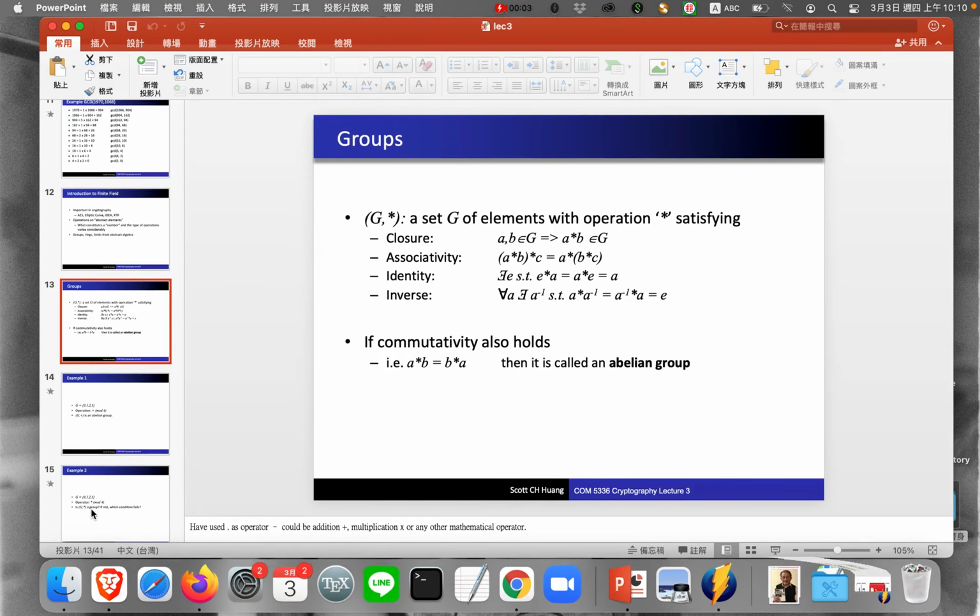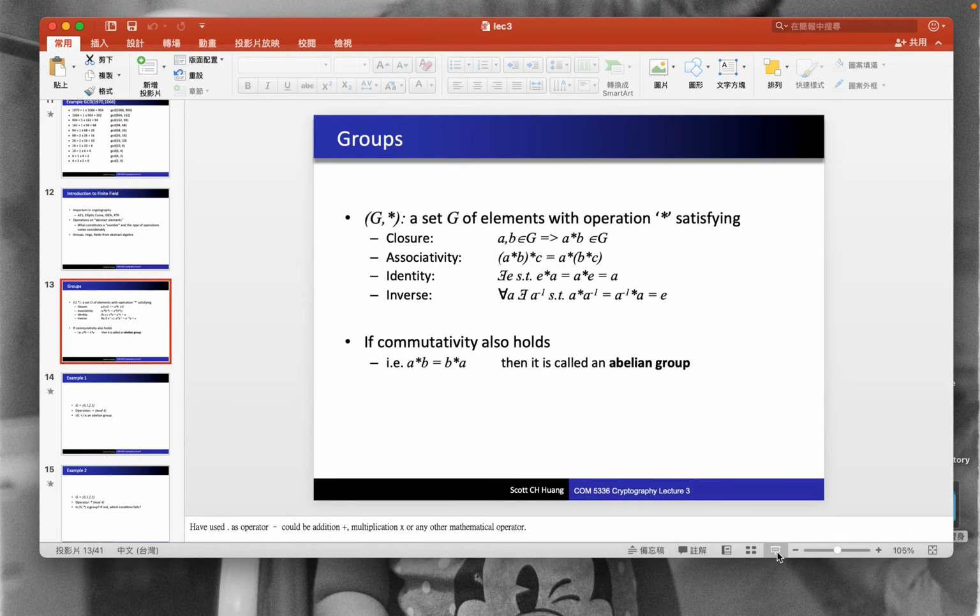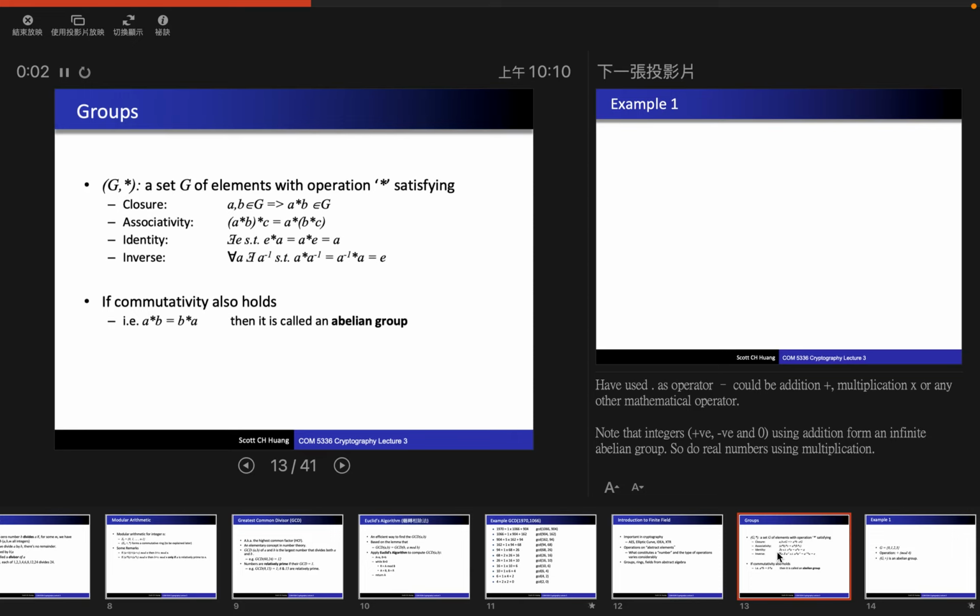We covered groups and rings. Remember that groups have four assumptions. We say G0 to G4. G0 is closure, G1 is associativity, G2 is identity, and G4 is inverse.